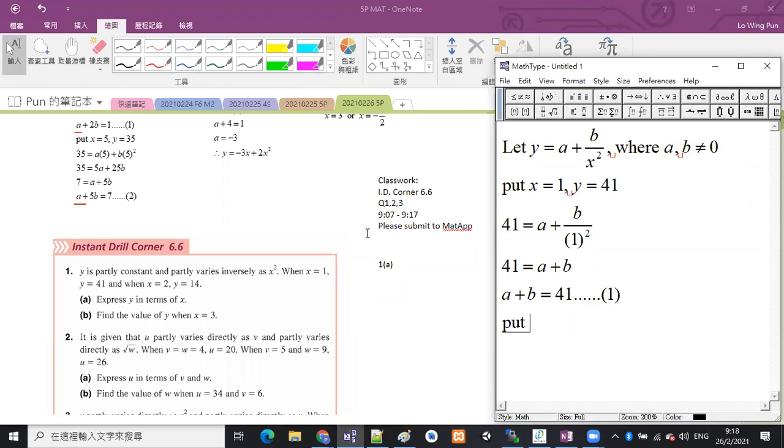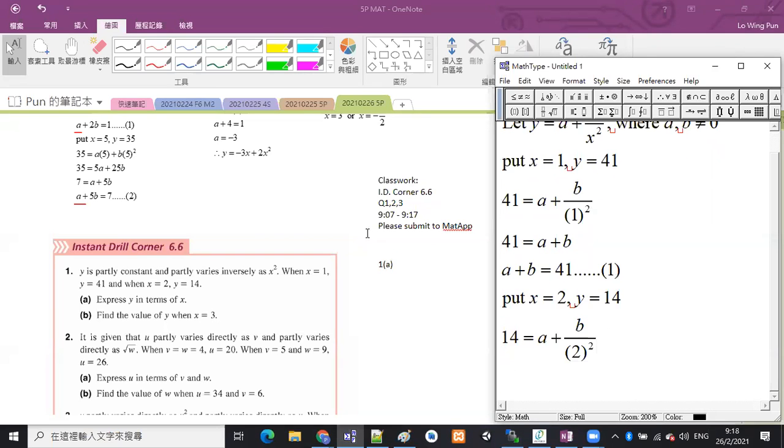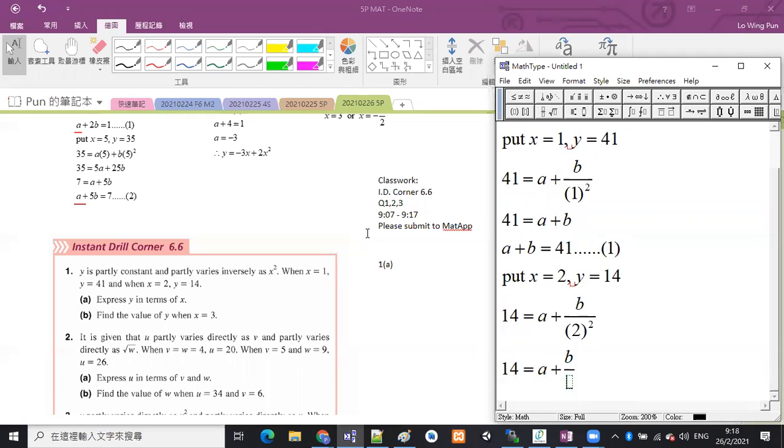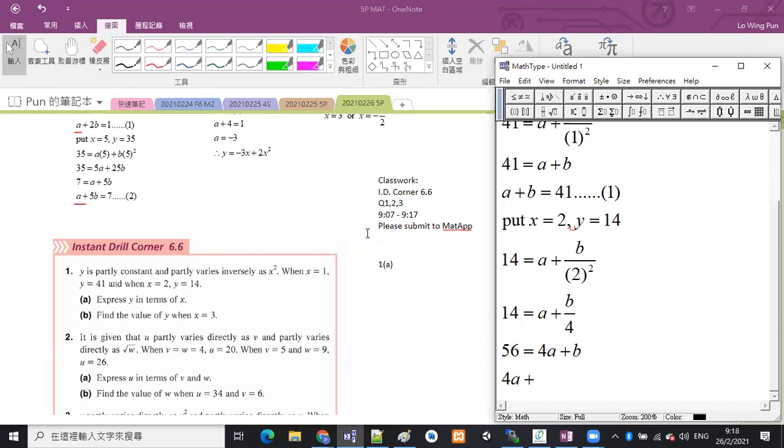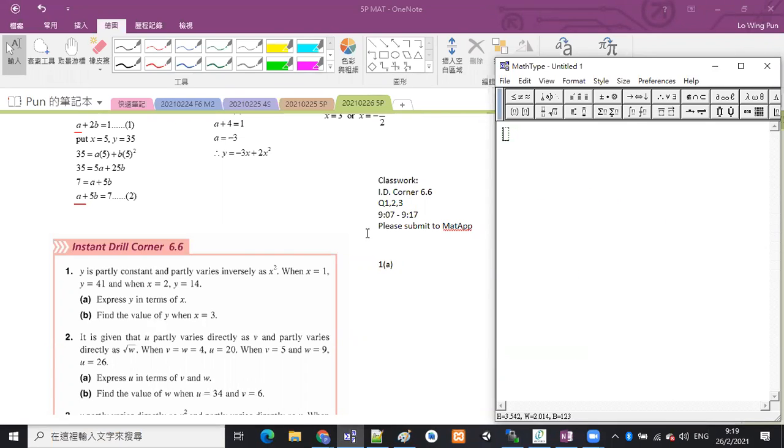And for the second group of numbers, we have x equals 2 and y equals 14. Okay, and then 14 is equal to a plus b over 2 squared. And we have 14 equals a plus b over 4. But this time we have fraction. So we need to multiply every term by 4. So we have 56 is equal to 4a plus b. And then write the unknowns on the left hand side and label this to be equation 2. Okay, let me paste here.